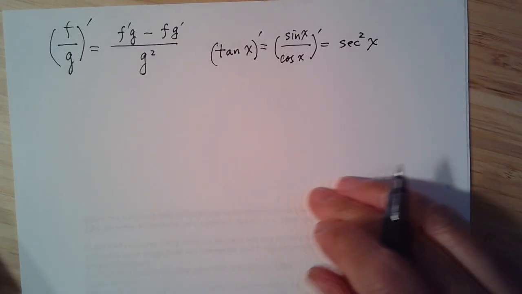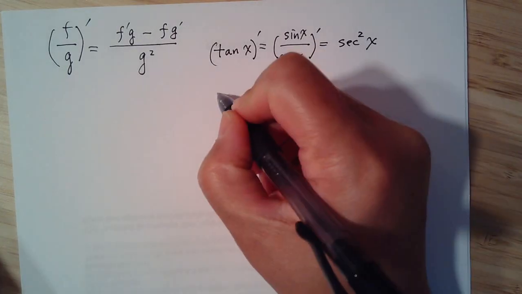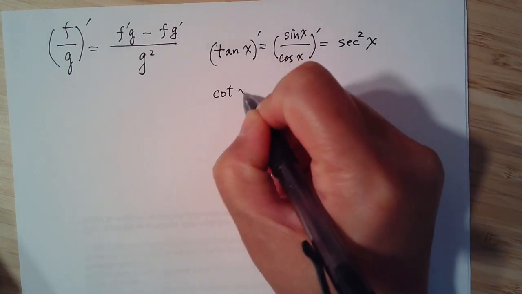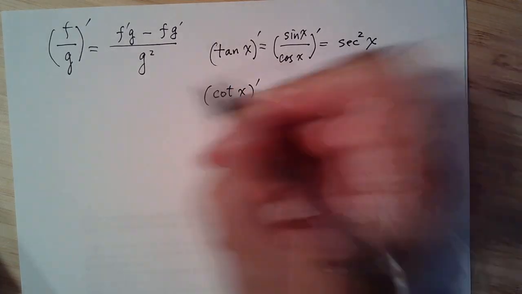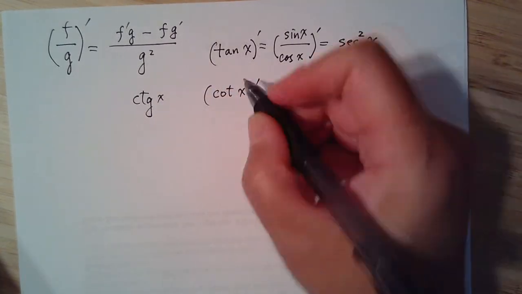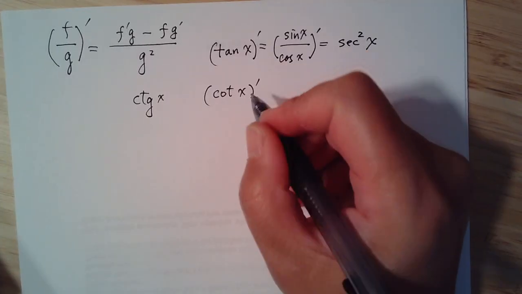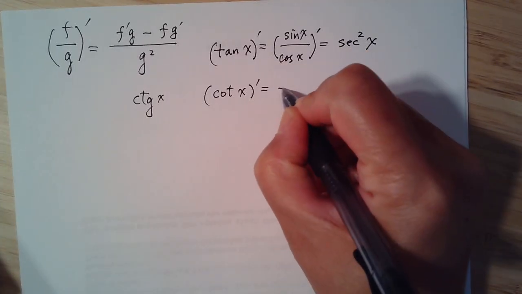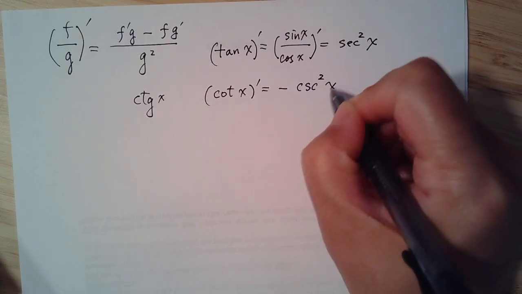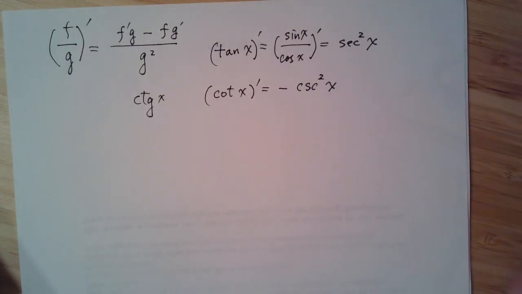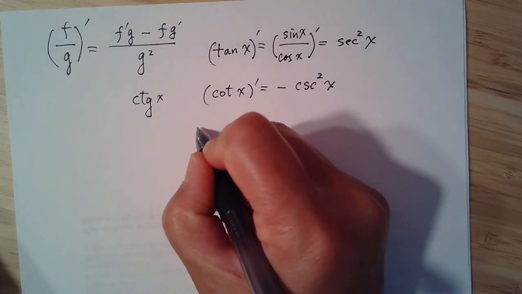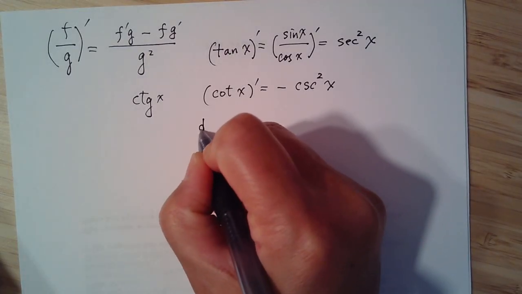Okay, you can use the same idea to get the cotangent. Some books write cotangent like this, and some books write cotangent like this. It doesn't matter, it's the same thing. So cotangent, if you take the derivative, it's going to be negative cosecant squared x. Okay, so these two, I don't really know if you can remember. There are more. Let me write that in a different form.